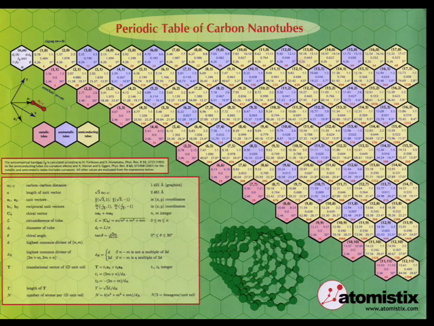And we stopped basically on this picture, which is this so-called periodic table of carbon nanotubes, not necessarily the same as the periodic table of elements we know, but it was put together by a company that develops software for computations of atomic structure.